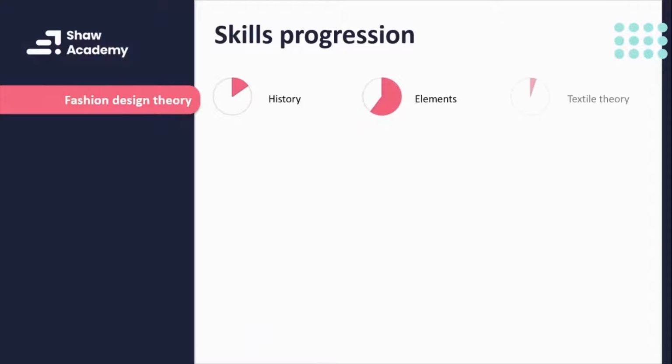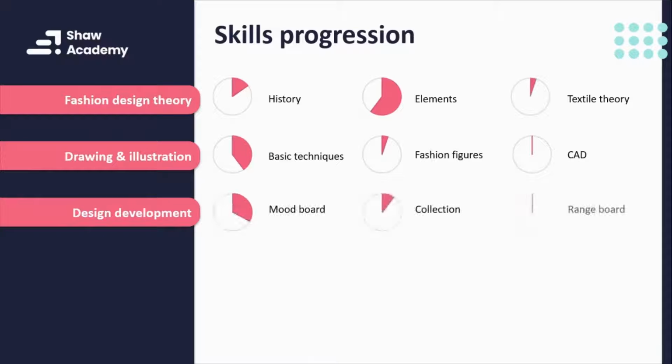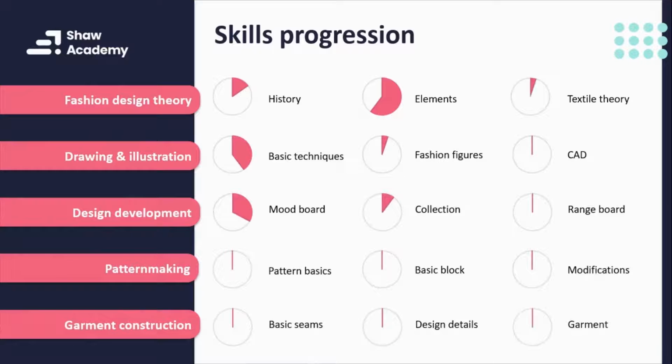Before we look at some examples, let's look at your skill progression. As you can see, with every lesson you attend, you learn more skills in different areas: fashion theory, drawing and illustration, design development, pattern making, and garment construction. The more classes you attend, the more you will learn. Every lesson has important information to help you develop new skills, so please join me and let's smash your goals together.